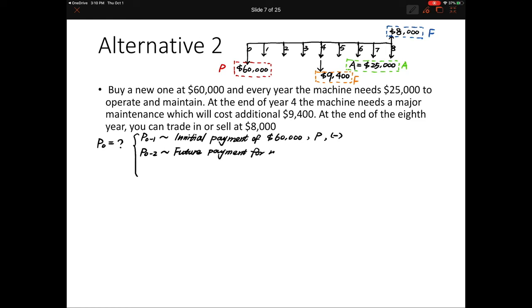Future payment for major maintenance, which is 9,400. Compared to time 0, it is a future value, and it is a cost, so it's negative. The third part is from the annuities, right?